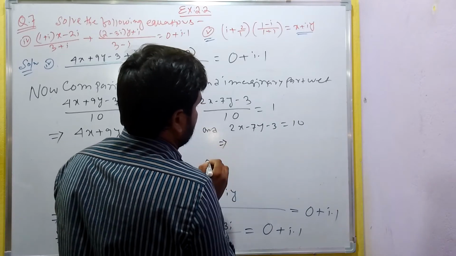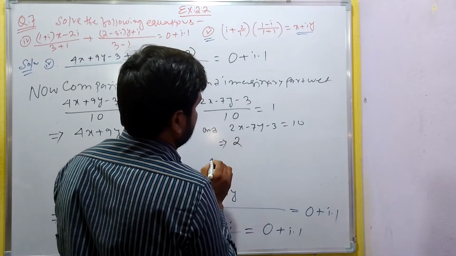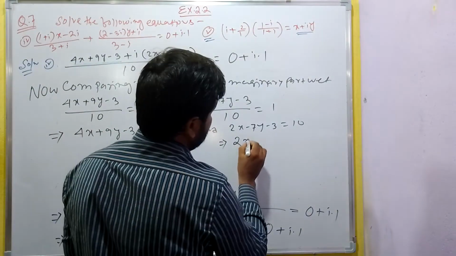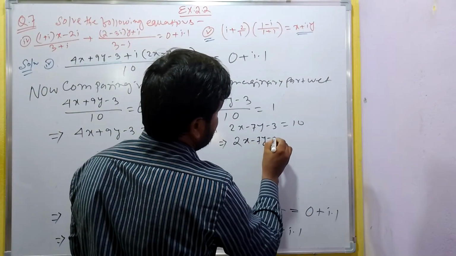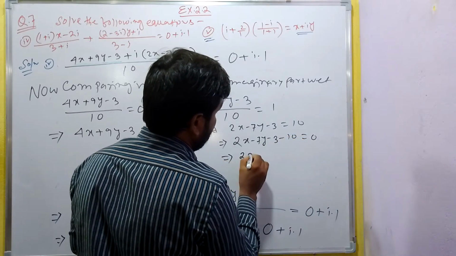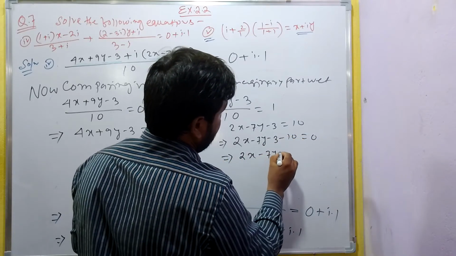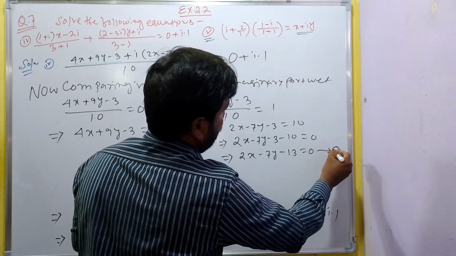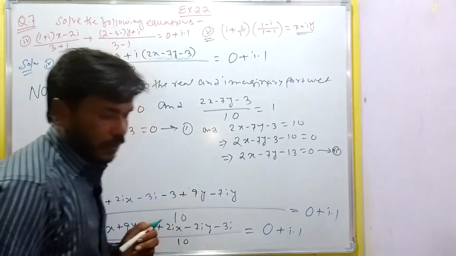Then how much? You can write next: 2x - 7y - 3 - 10 = 0. So we have to write 2x - 7y - 13 = 0. This one is equation number 2.